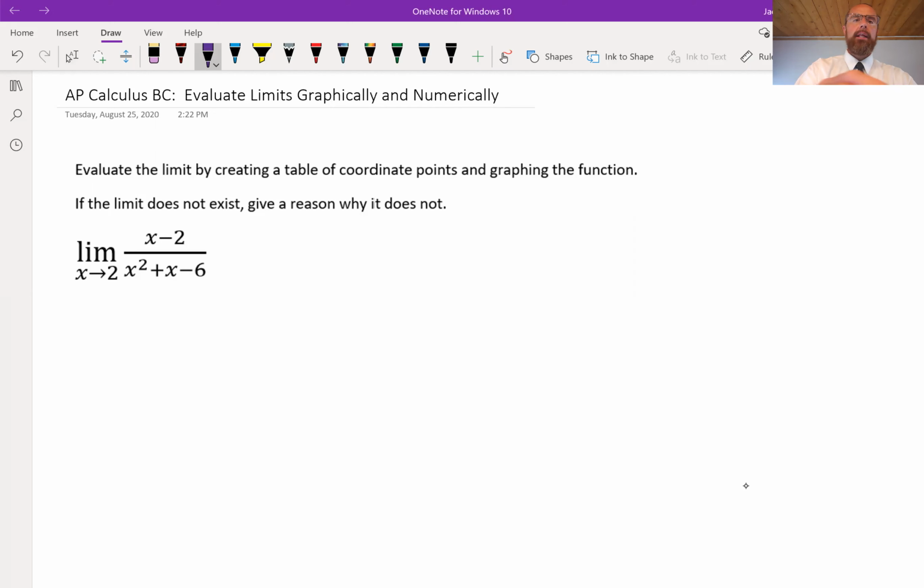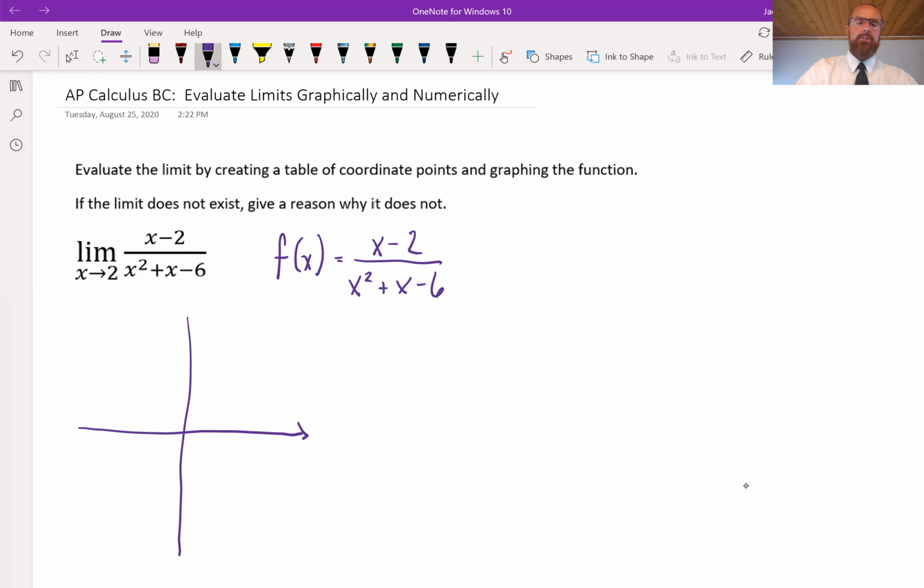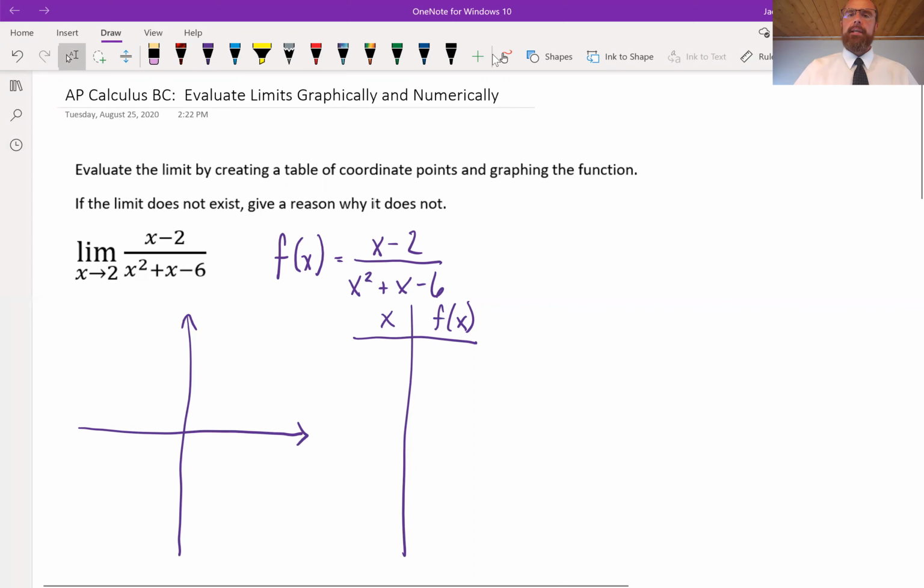So really what we're looking at is f of x equals (x minus 2) over (x squared plus x minus 6). And we want to create a visual graph. So I just want to sketch it here. I'm creating a coordinate plane. And to do so, we're going to look at the values in a coordinate plane table. Traditionally, we would use -2 through 2 for our domain, but let's wait and see what the graph looks like. So I do want to initially just graph this on the graphing calculator.